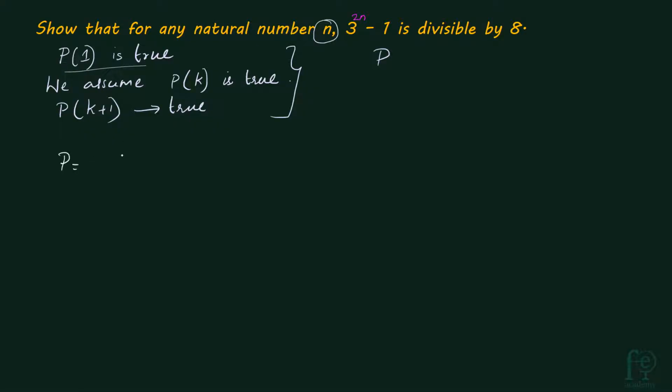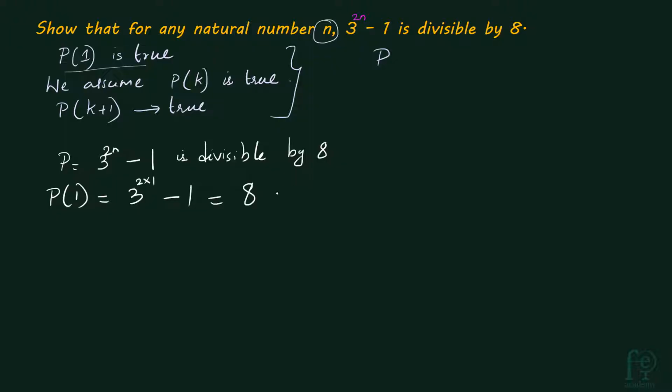P is equal to 3 raised to 2n minus 1. So first we go to P of 1. So what is P of 1? 3 raised to 2 into 1 minus 1. So P is equal to 3 raised to 2n minus 1 is divisible by 8. So that is a statement. Okay. So we have to prove that 3 raised to 2n minus 1 is divisible by 8. So what is P of 1? P of 1 is equal to 3 raised to 2 into 1 minus 1, which gives you 8. So it is true because 8 is divisible by 8. So you can say that P of 1 is true.